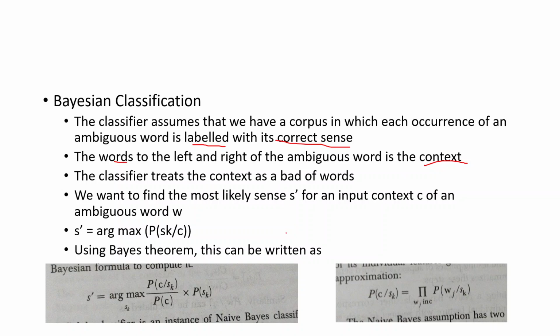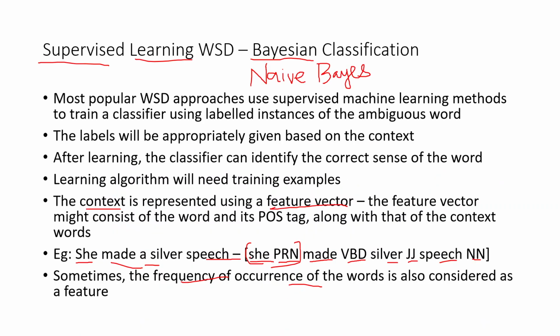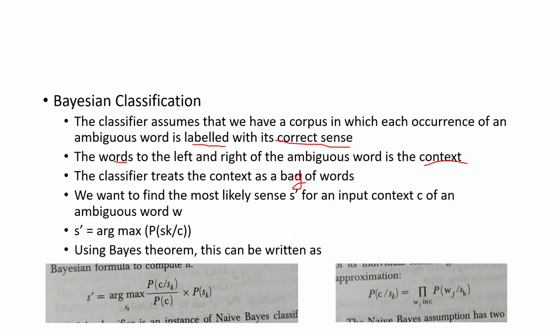The classifier treats the context as a bag of words. Bag of words means the position of the word is not considered. We are simply representing the context as a set of words like this. So that is a terminology called bag of words.